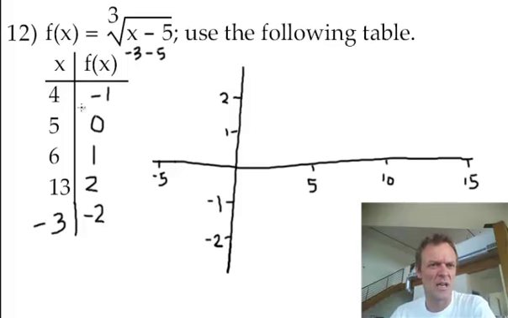Okay, so let's plot this. When x is 4, so about here, y is -1, or f of x is -1. That's there. How about when x is 5, it's 0, so that's there. When x is 6, so it's about there, it's 1. When x is 13, y is 2, so that's over here, about there. When x is -3, over here, this is the one I added, it's about -2, so there.